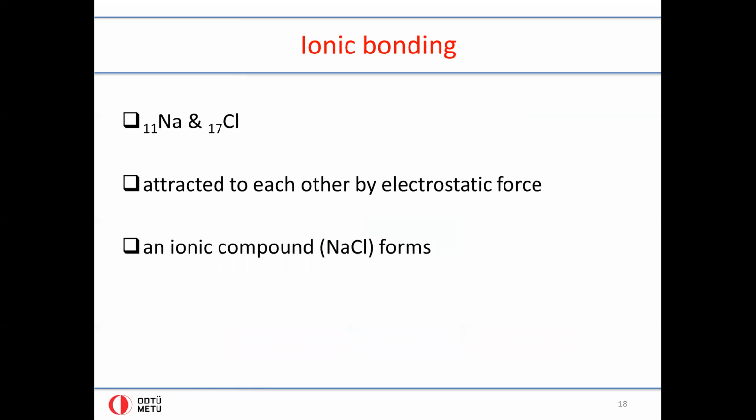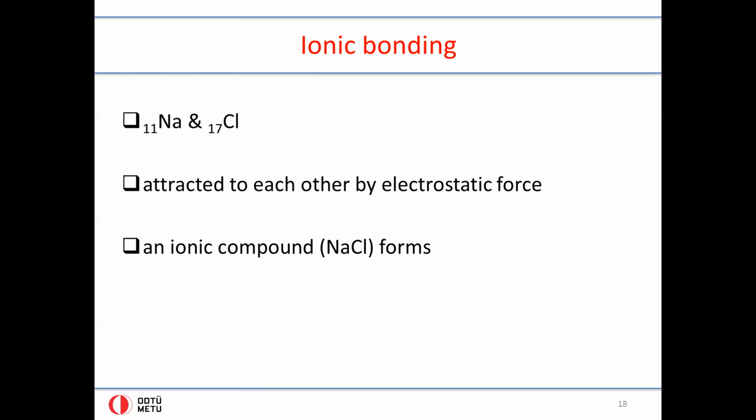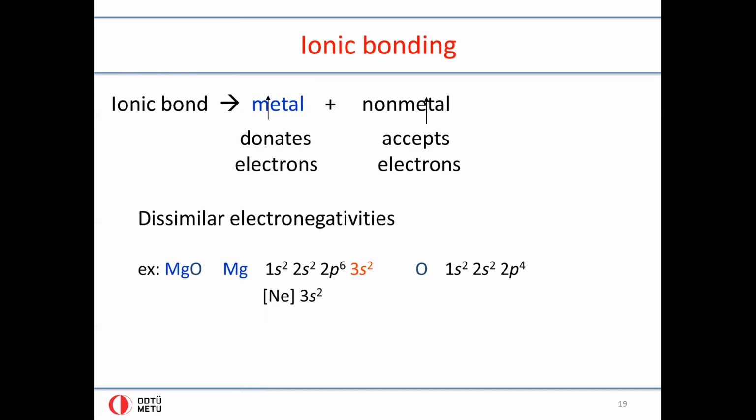An example of ionic bonding is typically given as sodium and chlorine coming together and forming sodium chloride. The two are attracted to each other by electrostatic force. Sodium is a metal, and chlorine is a non-metal. So when you bring together a metal and a non-metal, they can form an ionic bond.